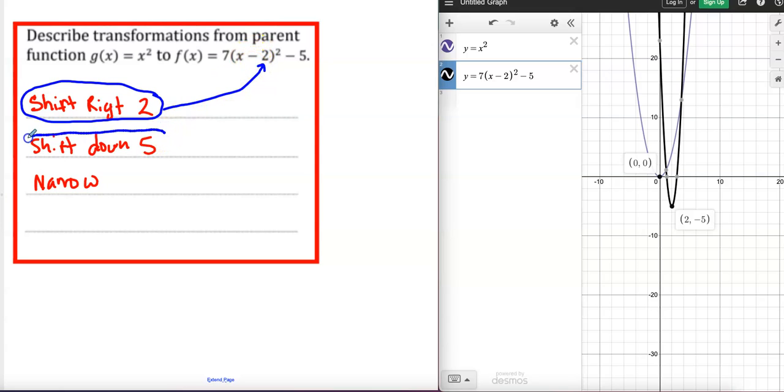And what caused it to shift down? This -5 that's over here. And then quite naturally, what made it more narrow? And this 7 right here caused it to be a little bit more narrow. Okay, so what do you think would happen if I place other values there? What kind of effect do you think it would have on it? That's just something to think about.